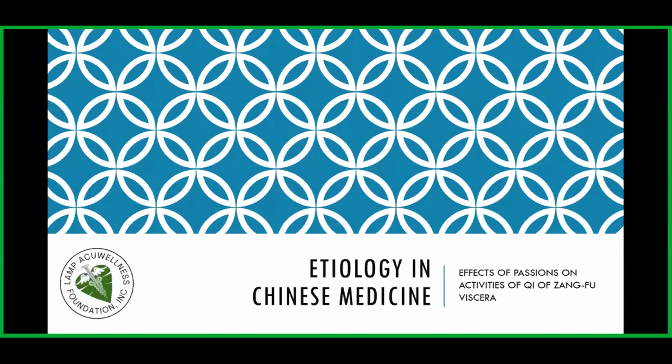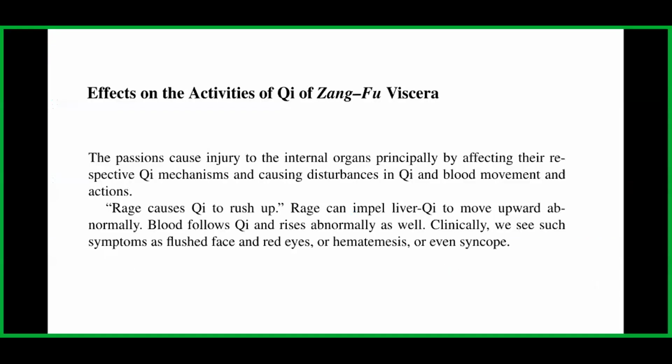Let us go to etiology in Chinese medicine. The topic is effects of passions on activities of qi of Zangfu viscera. The passions cause injury to the internal organs principally by affecting their respective qi mechanisms and causing disturbances in qi and blood movement and actions.